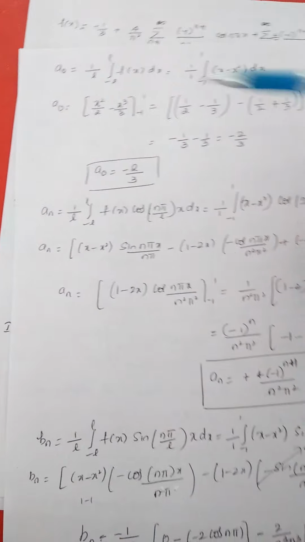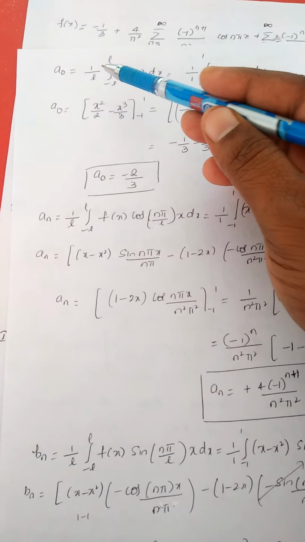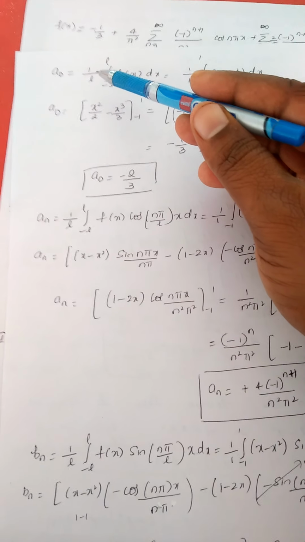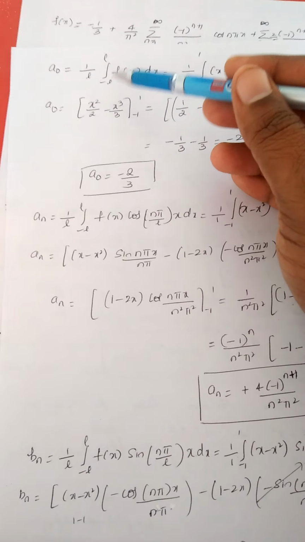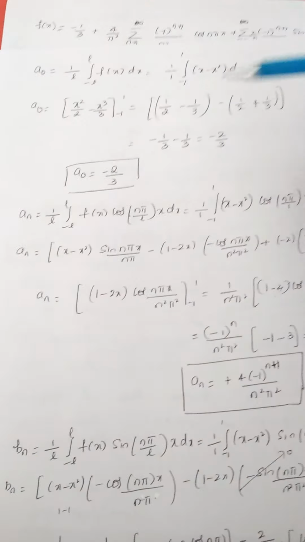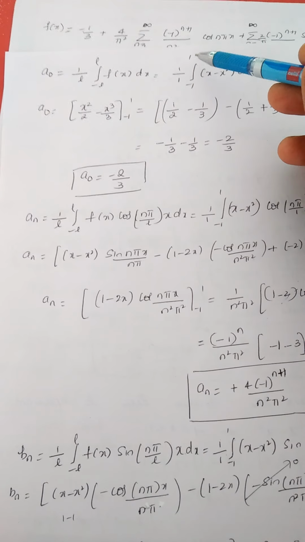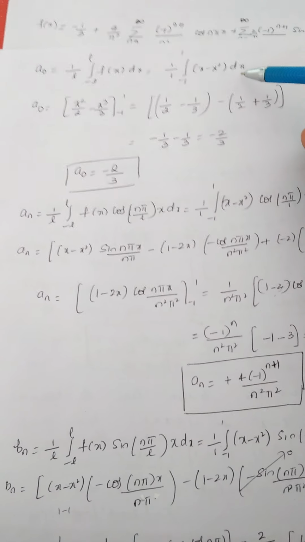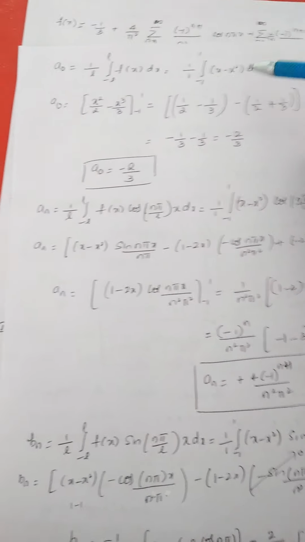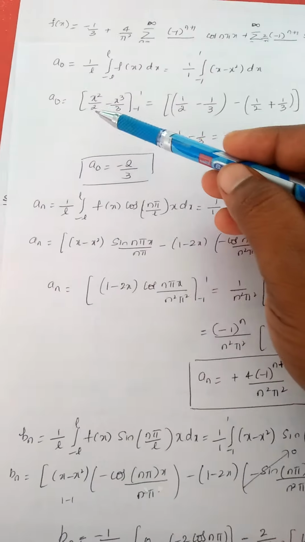Now, if it is neither even nor odd, we need to find all three coefficients a0, an and bn. For a0, you know the formula. If it is an arbitrary interval, the formula is 1 by L, integral minus L to L, f of x dx. Since L is 1 here, substitute L is equal to 1 and f of x is x minus x square. Okay, now integrate this.